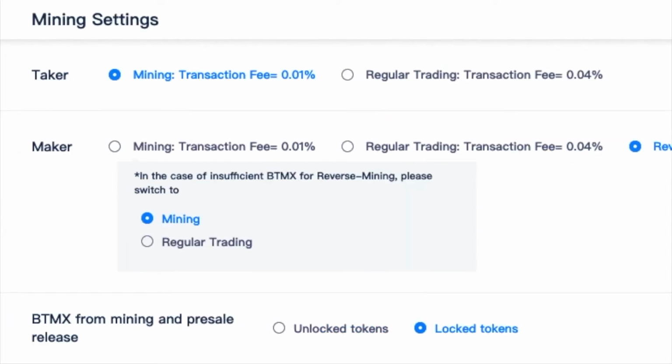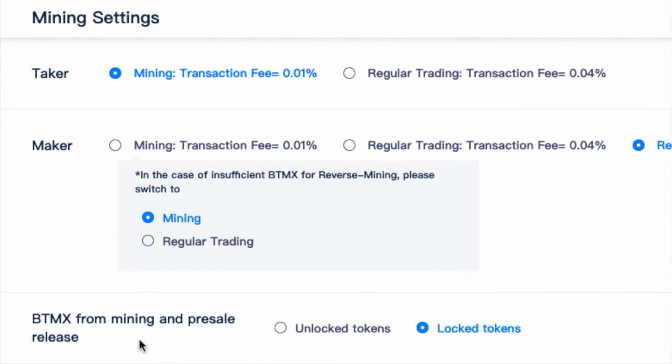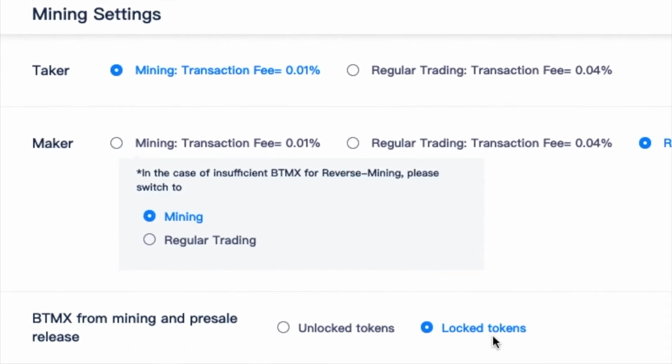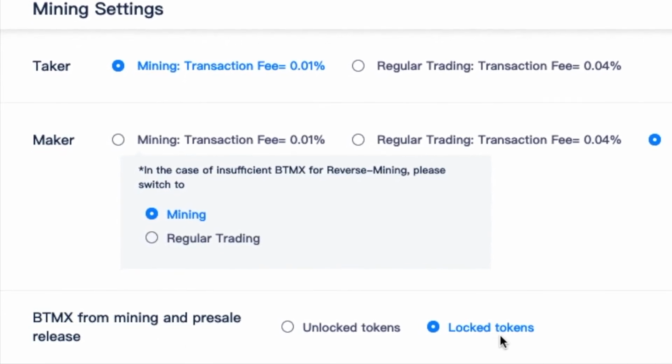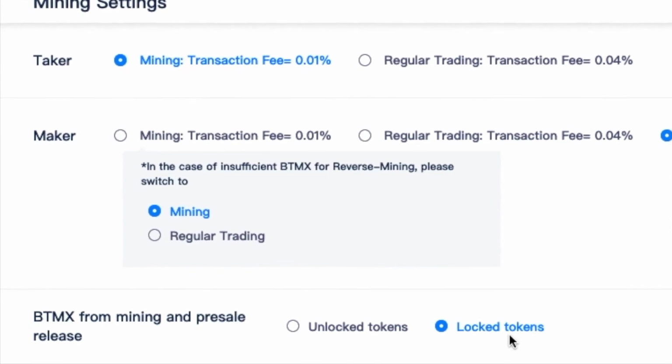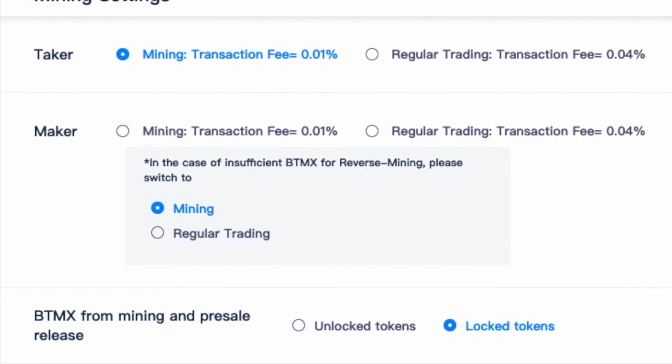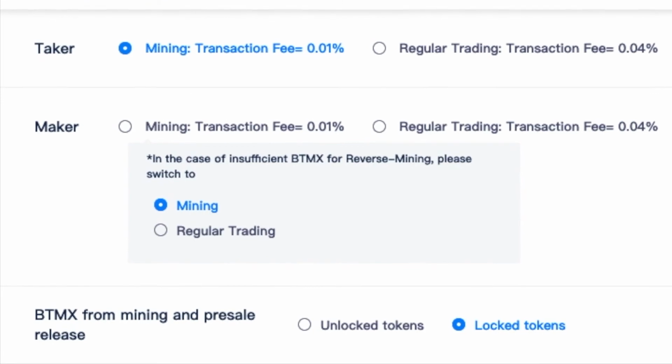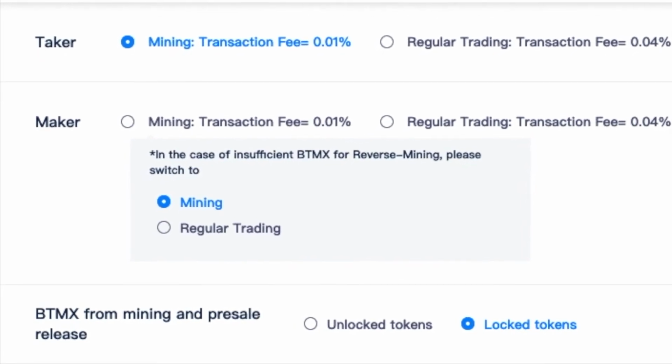Oh, one more thing. We were going to discuss what this locked and unlocked token setting is. Remember, if you pick the mining transaction fee option, you're going to start to accumulate BTMX tokens. You can also buy them outright or accumulate them in other ways on the BitMax exchange.